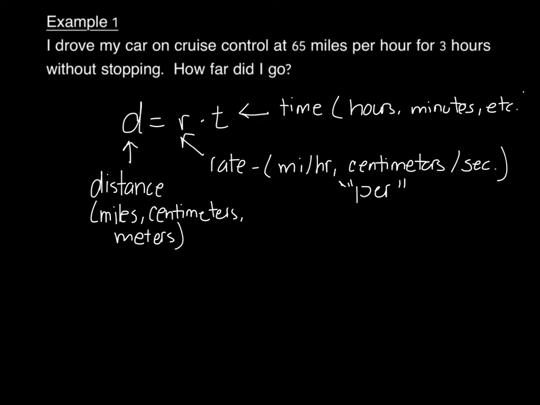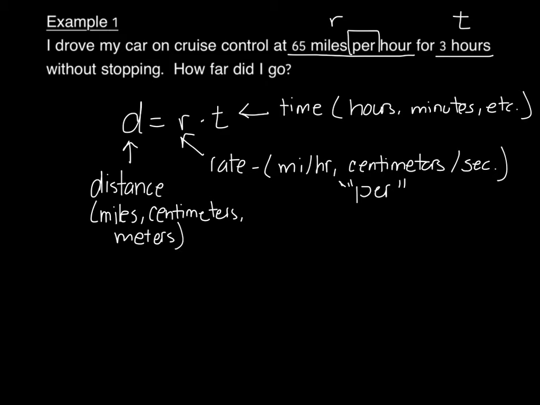All right, so let's first go through our problem and label what we have. So we have 65 miles per hour. So there's that word per, which I just went over. If you see that word per, that is telling you the rate. The other number I have is 3 hours. So hours is a measure of time. So I am given the rate and the time.